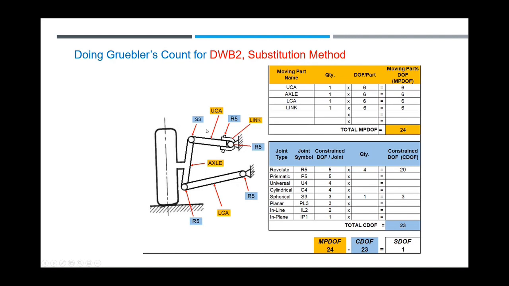All right, so now let's redo the math. How many revolute joints do we have now? We got 1, 2, 3, 4. So 5 times 4 is 20. And you still have the ball joint at the end, which is right here, which is 3. So 24 subtract 23 is still a value of 1. So you arrive at the same answer even if you use an idealized joint or the actual joints themselves.